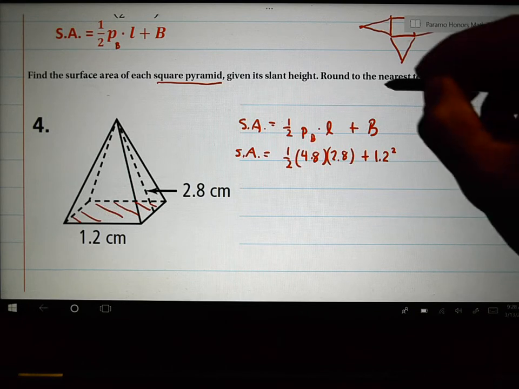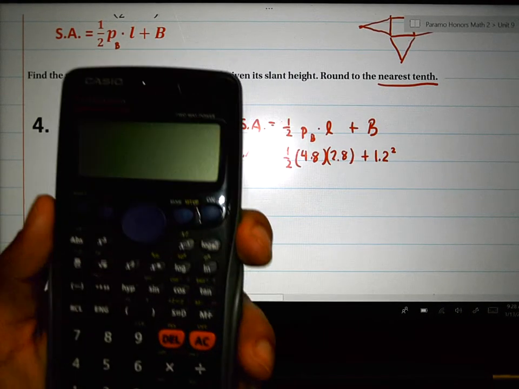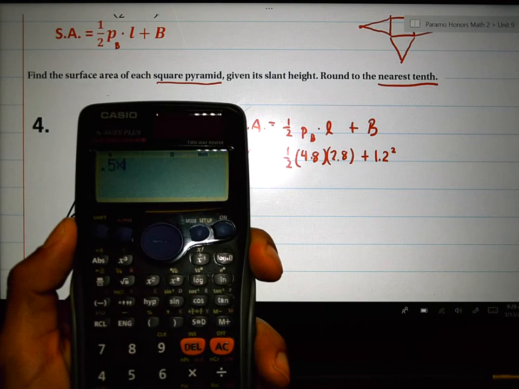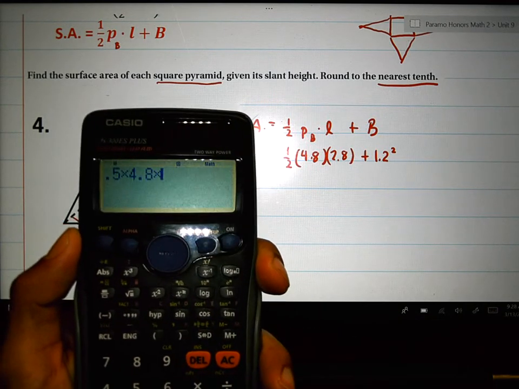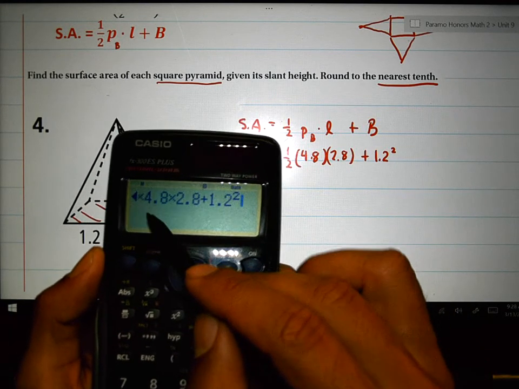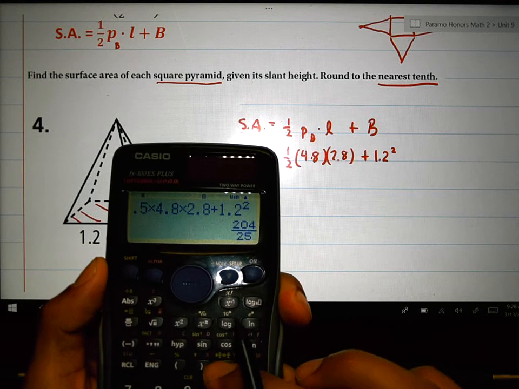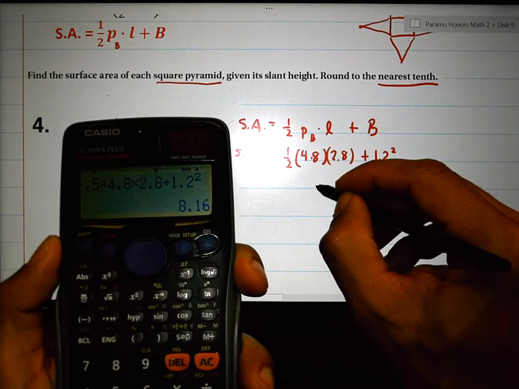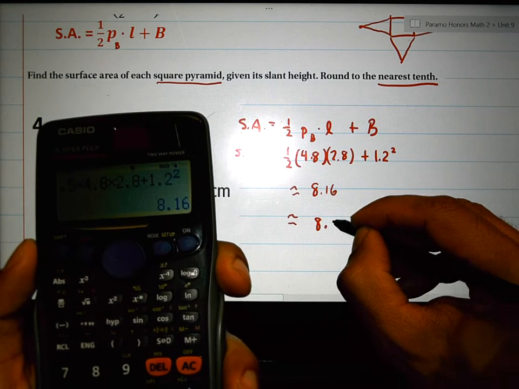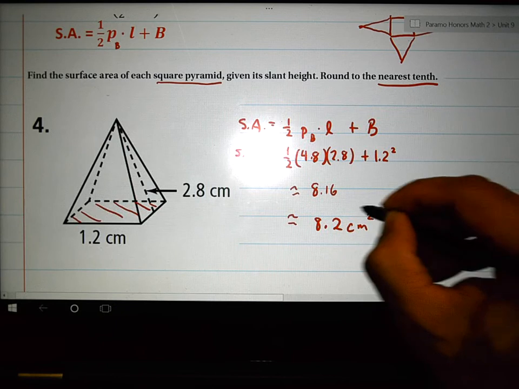Perfect. I'm rounding to the nearest tenth. Then I go to grab my calculator, and I'm going to type in 0.5 times 4.8 times 2.8 plus 1.2 squared. Let me double check. 4.8, 2.8, 1.2 squared. Switch this to a decimal. 8.16 rounds to 8.2 centimeters squared.